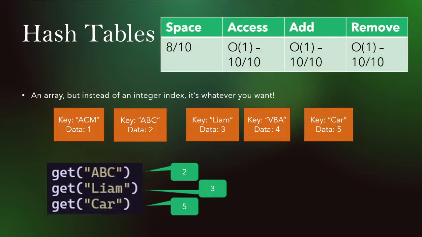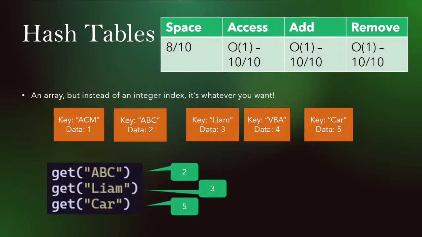So here's our table again. I give space an 8 out of 10 because all I need to store is the key and the data. It's a lot easier to store. Access is usually really easy because the computer's able to quickly scan all the keys and know which one is which.